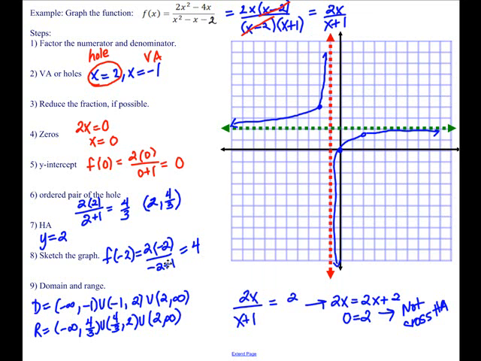So if you have any questions about how to deal with holes, I'll summarize this one more time. The hole occurs when we have a factor that reduces out. So that does not make a vertical asymptote there, but a hole there. And then you need to find where the hole occurs by plugging in that x value into that reduced function. So you'll put a hole at that graph, and then everything else is really the same.